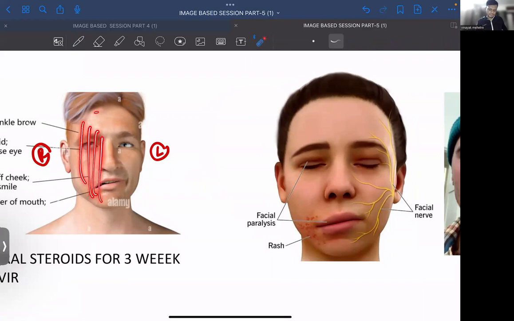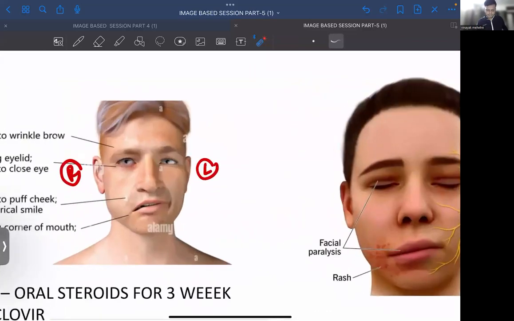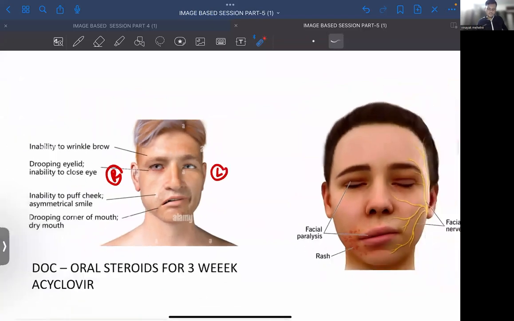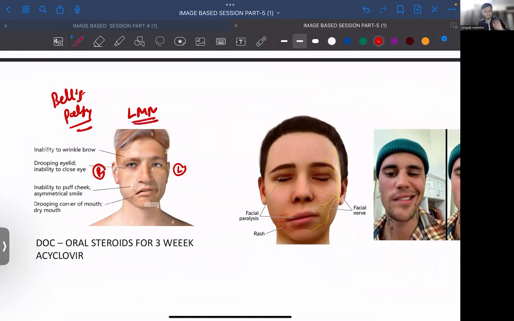Okay. यहाँ पर problem है. Okay. Only there is deviation of mouth and numbness. Numbness हो सकता है, pain हो सकता है. It is called Bell's palsy. Bell's palsy. कौन सा लीजन होता है? This is lower motor neuron lesion.